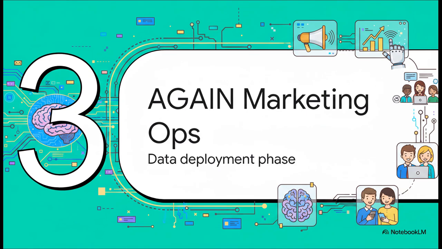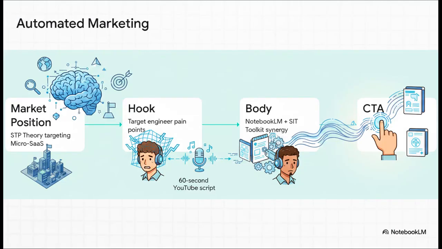Okay, let's step into Section 3, Marketing Framework Ops. With our data now beautifully refined, it's time to deploy it using the marketing framework. We run the stream through a highly deliberate AI prompt strategy.